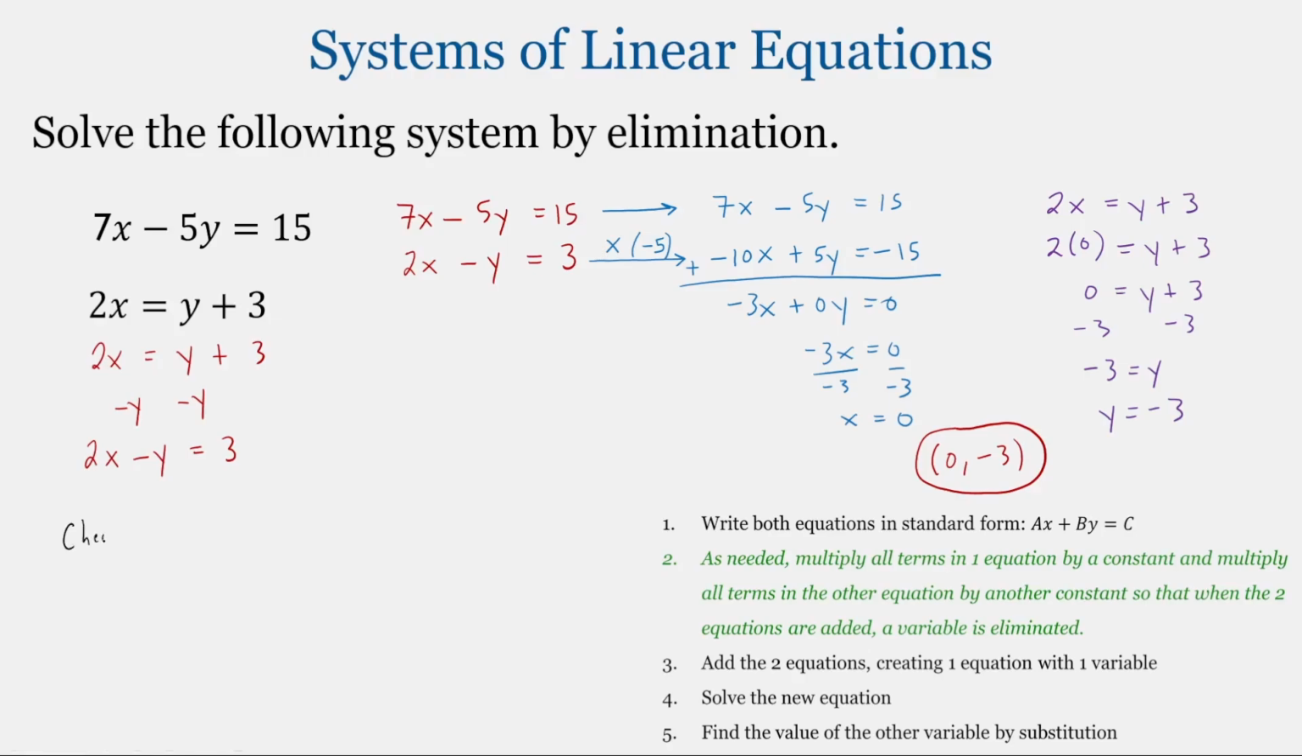Let's go ahead and check this really quick. So we have 7 times 0 minus 5 times negative 3 equal to 15. Well, this is 0 plus 15 equal to 15. And 15 is equal to 15, so that works. And then for that second equation, we have 2 times 0 equal to negative 3 plus 3. 2 times 0 is 0. Negative 3 plus 3 is 0, so that's also true.